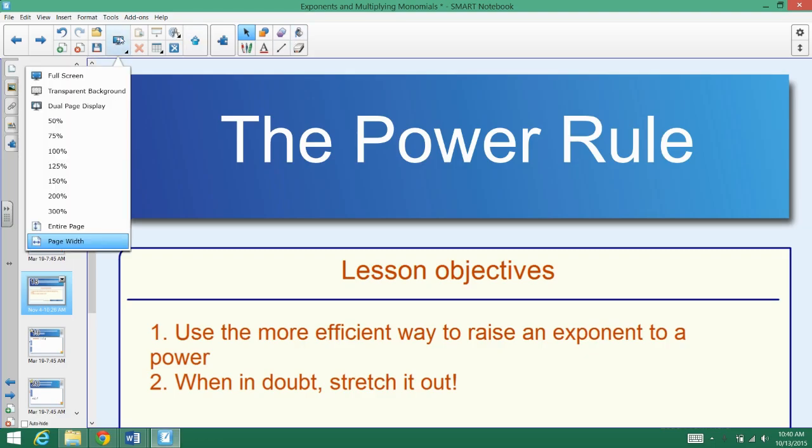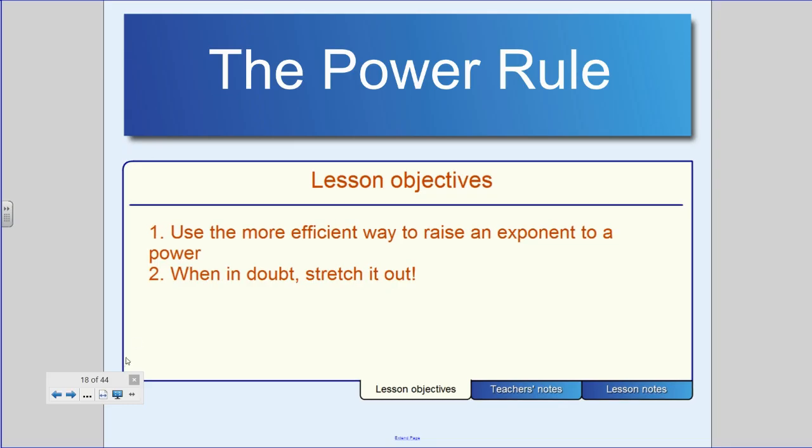We are going to be discussing the power rule today, which is the last lesson of your checkpoint 2 assignments or tasks. And I'm going to try my best to make this one quick because I think we can get to the point pretty quickly. So what we're trying to do today is use the more efficient way to raise an exponent to a power. And remember this little catchphrase, when in doubt, stretch it out. If you cannot remember these rules, stretch things out into all of their multiplication and then see what it looks like. See if you can condense it back.